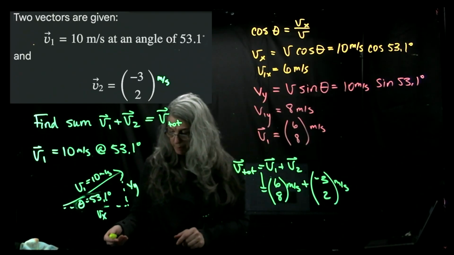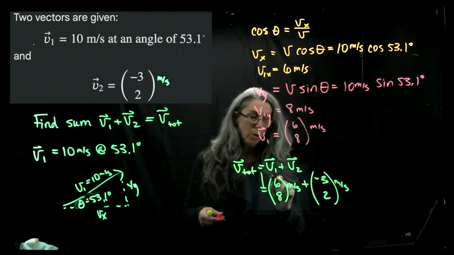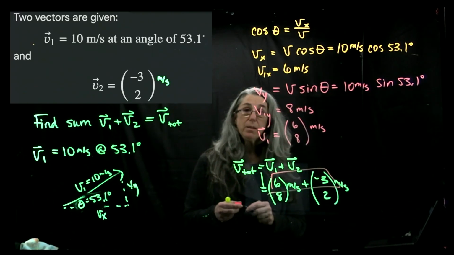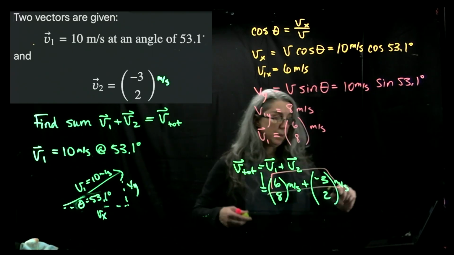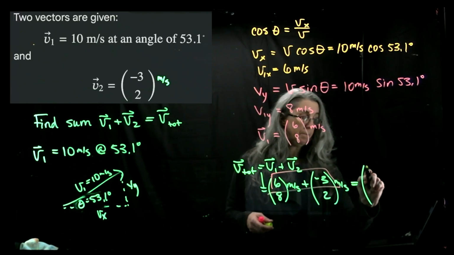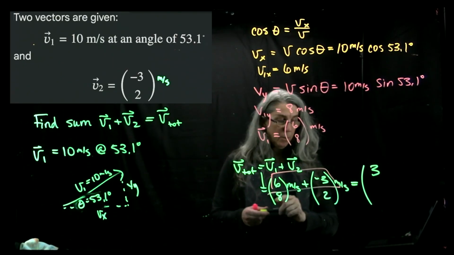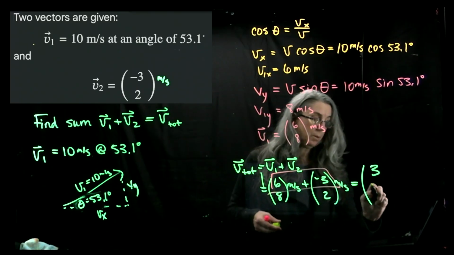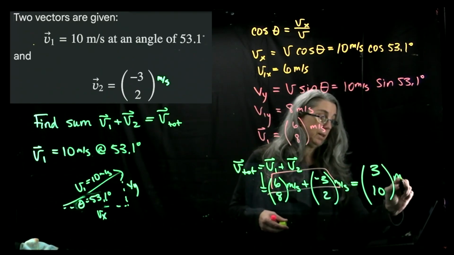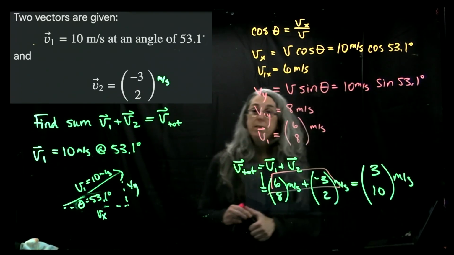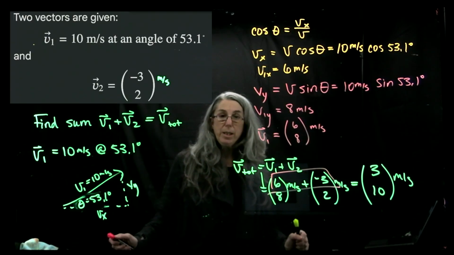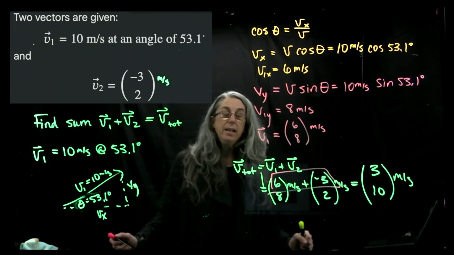Then, just like in the previous slide, we can use the rows as an equation. So 6 minus 3 becomes the x component of the total. So 6 minus 3 is 3. And then we have 8 plus 2, which is 10 for the final. So we get that the final vector is 3 in the x and 10 in the y.